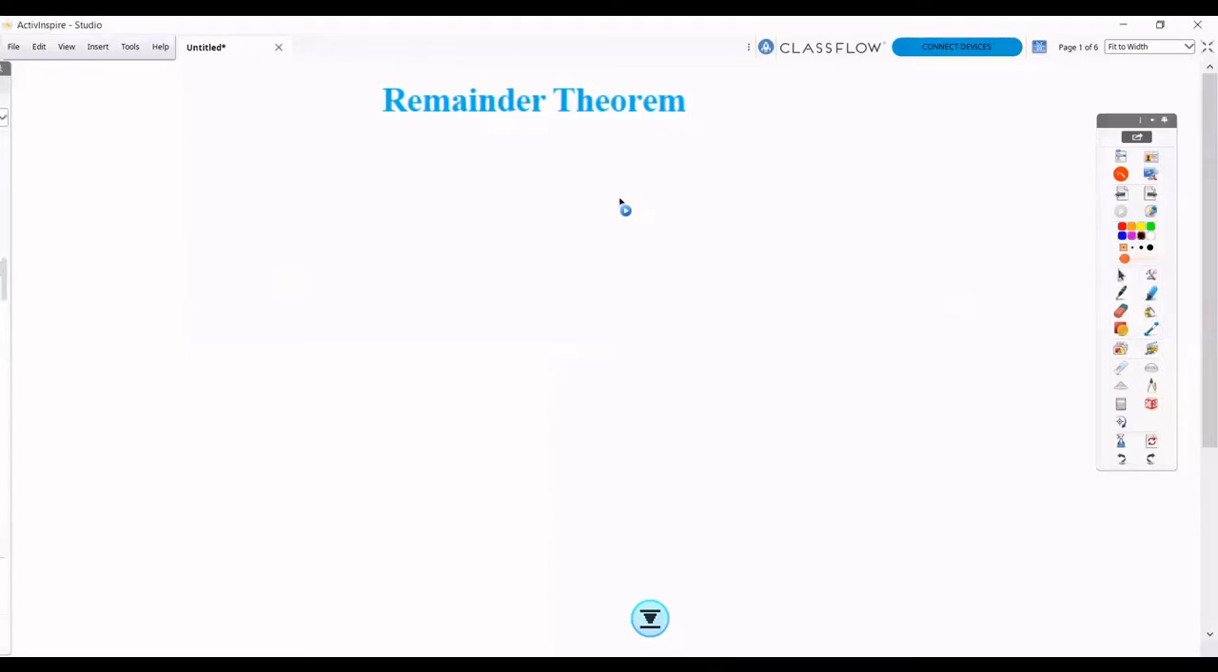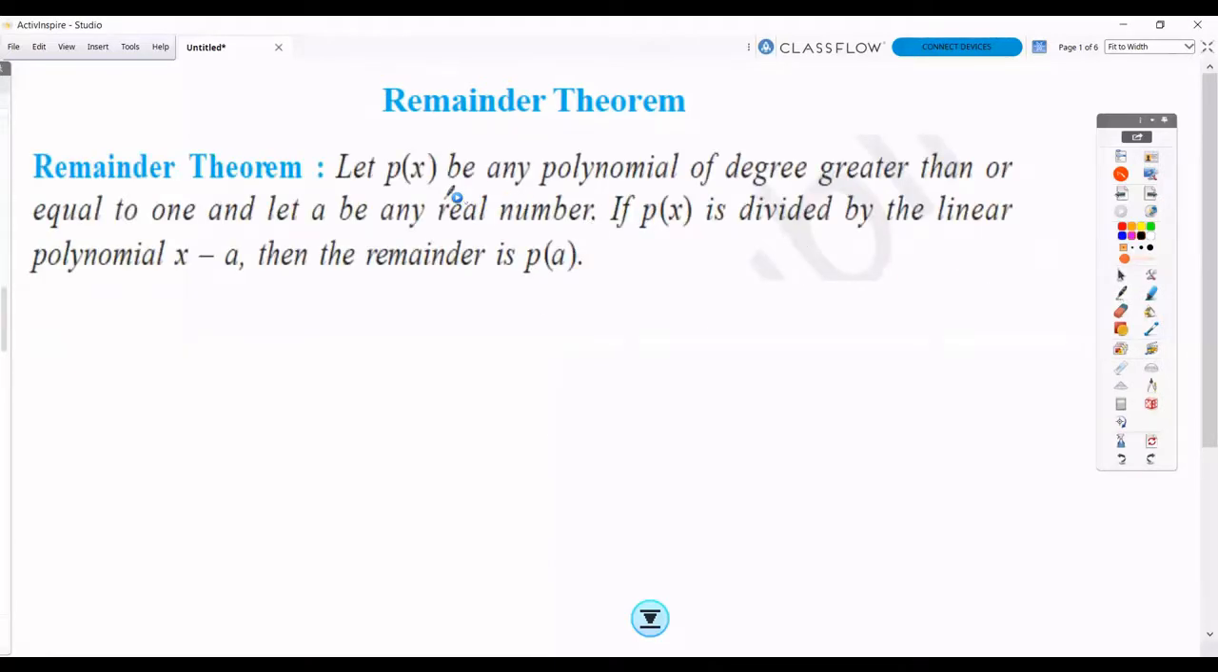So the proper definition of the remainder theorem is: let P(x) be any polynomial of degree. We are supposed to read it very carefully, otherwise you will be unable to find the limitation of the remainder theorem. The remainder theorem cannot always be used. It has some limitations. Let P(x) be any polynomial of degree greater than or equal to 1.